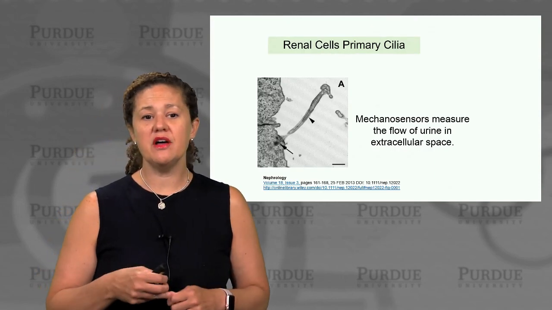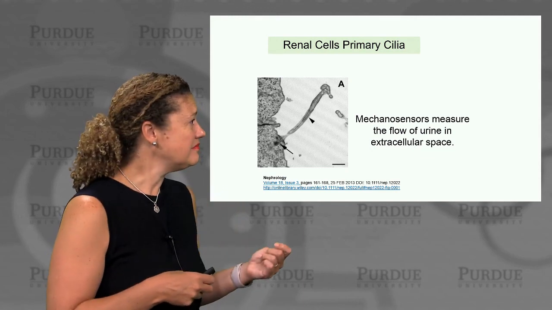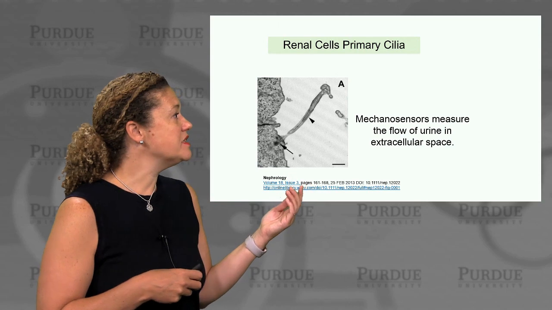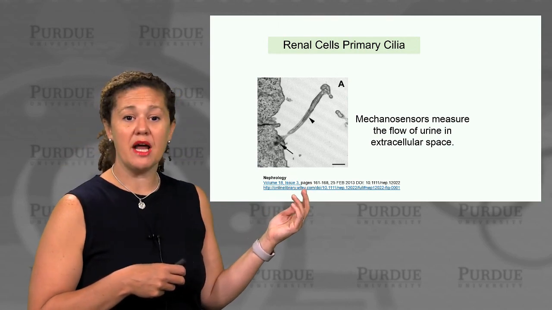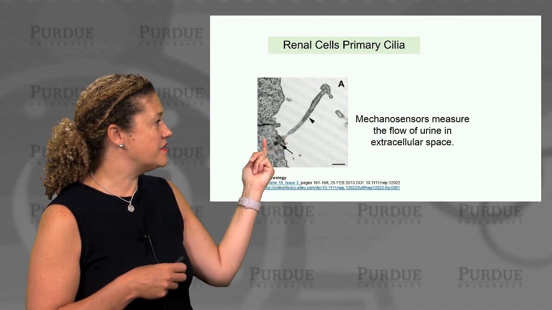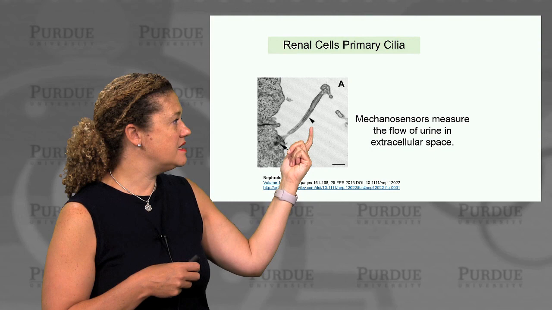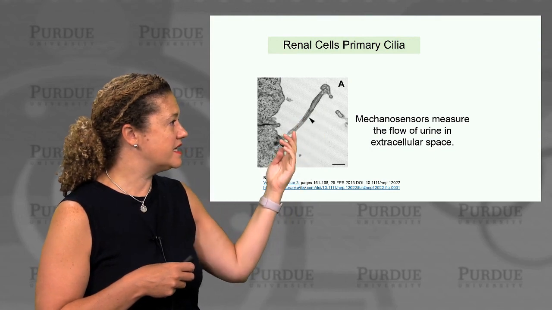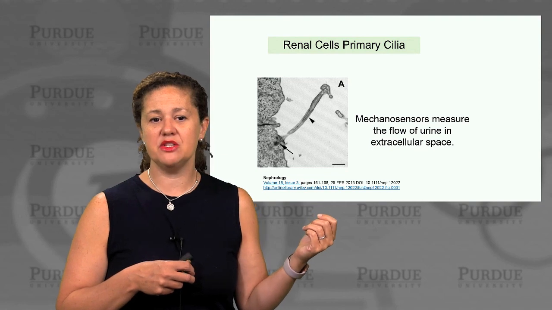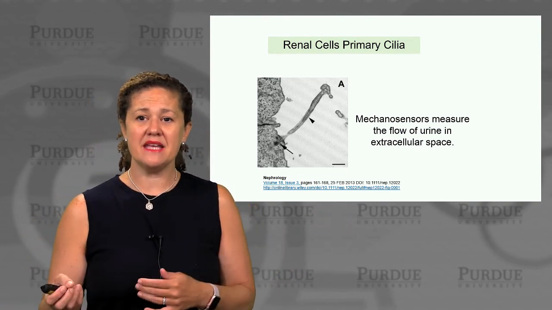So looking at a few other examples in humans and other mammals. In our renal cells in the kidneys, these renal cells also have a primary cilia that you can see indicated by this arrow right here. You can see the cell body back here in this electron micrograph, and you can see this primary cilia sticking out here. So these serve as mechanosensors that measure the flow of urine in the extracellular space past the kidney cells.